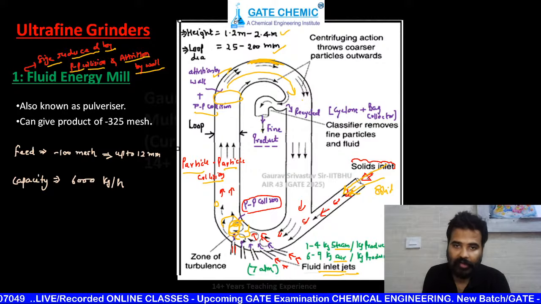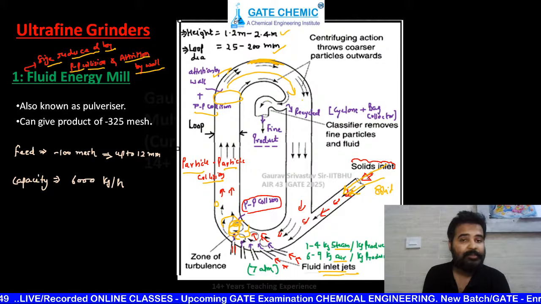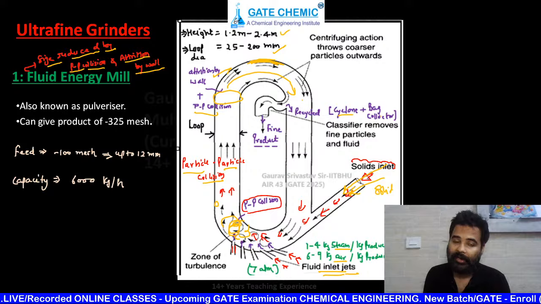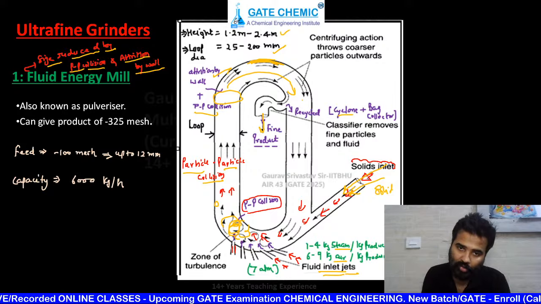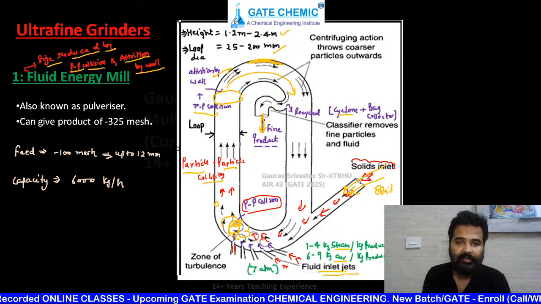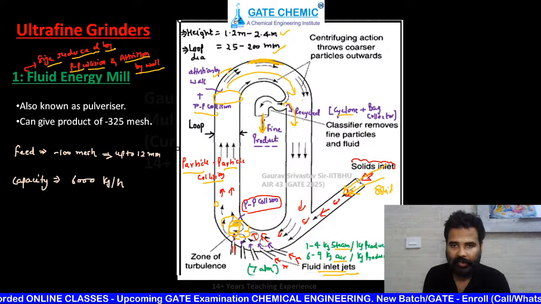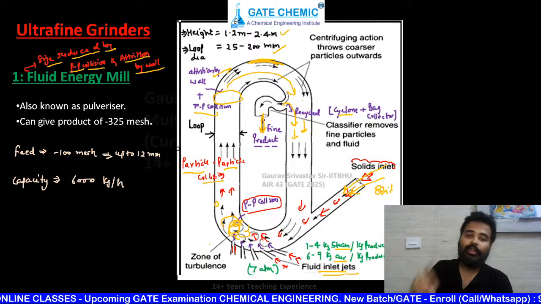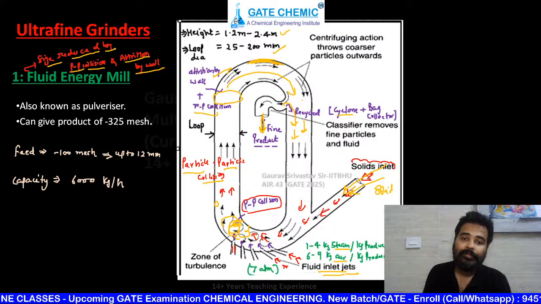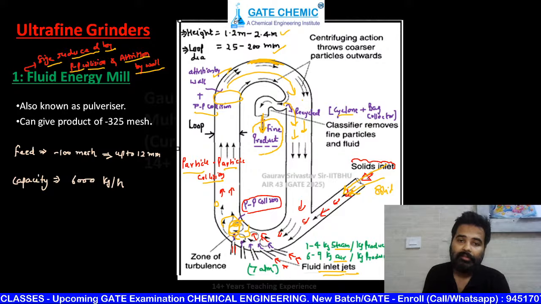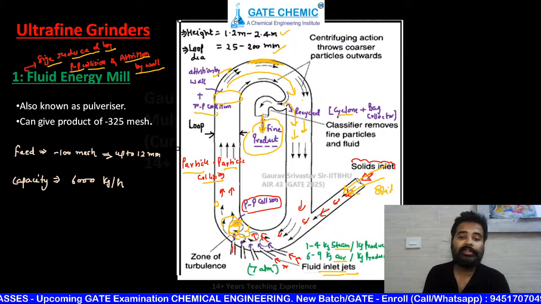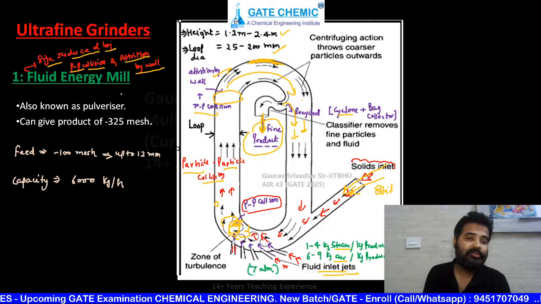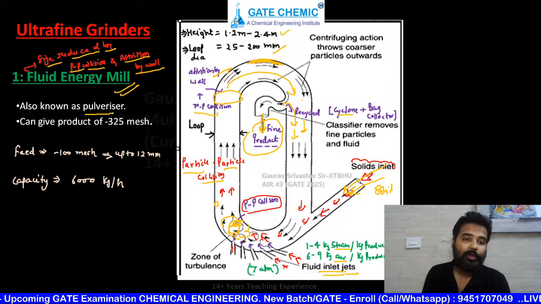And when it comes here, some classifier is present, like a cyclone with a bag collector. Fine particles they are going to separate, and the others they are going to recycle again. So in every cycle you will continuously get this fine product from here, discharge. Okay, so this is the fluid energy mill, also known as pulverizer.